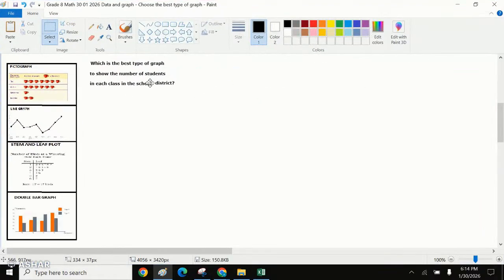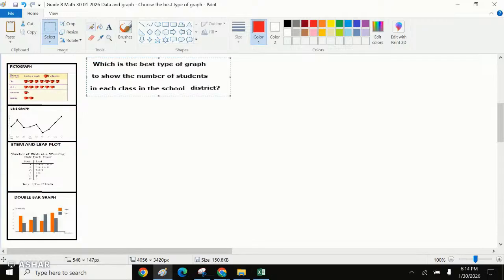Like there can be multiple students, right? There can be multiple students in a class. Number of students in each class in the school district, right? That means if this is school number 1, okay, in class A, there could be 16 students. Class B, there could be 18. Class C, there could be 21. Class D, there could be 35, right? So whenever we have this kind of information, we cannot do a pictograph, right?